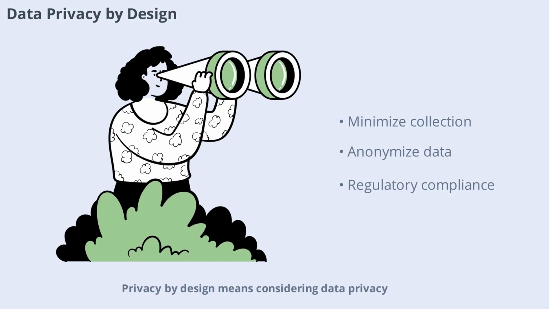Privacy by design means considering data privacy from the very beginning of your project. This includes minimizing data collection, anonymizing sensitive information, and complying with regulations like GDPR. By embedding privacy into your data design, you build trust with users and avoid costly legal issues.